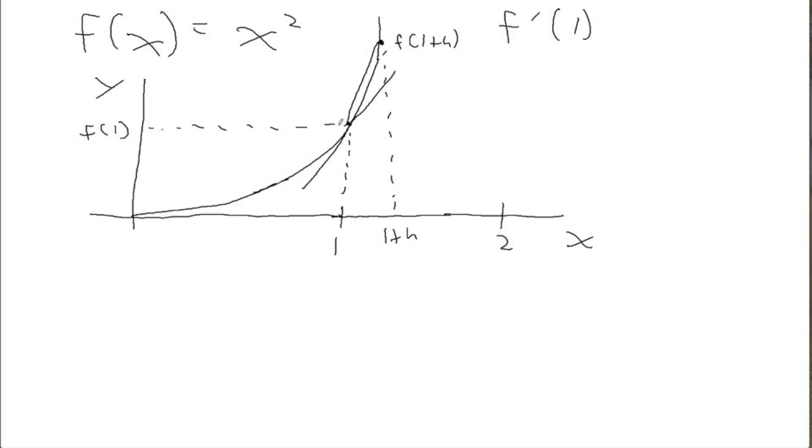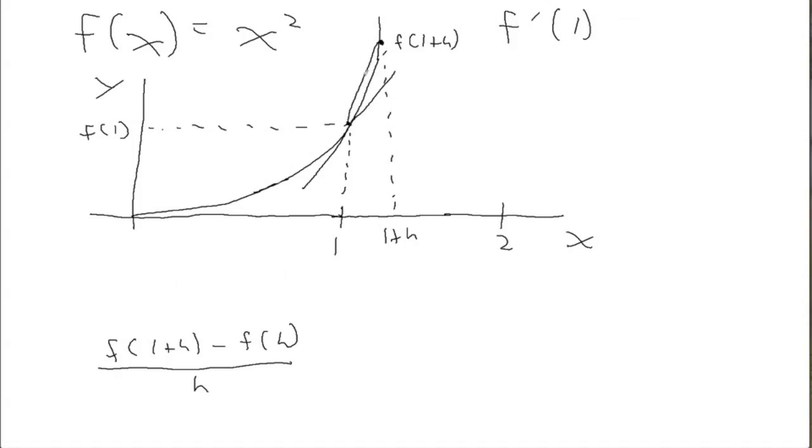Now, how would you find the slope of this line? This line's called the secant line. How would you find the slope of that secant line? Well, remember, the slope is the rise over the run. So the rise would be the difference between this coordinate and this coordinate. And the run would just be h. If you go from 1 to 1 plus h, the run is just h. That would be the slope of that secant line.